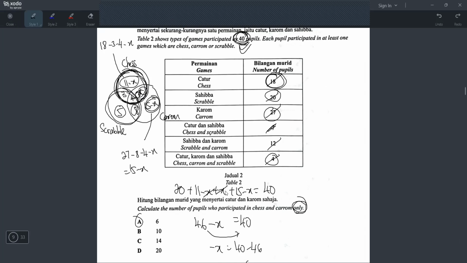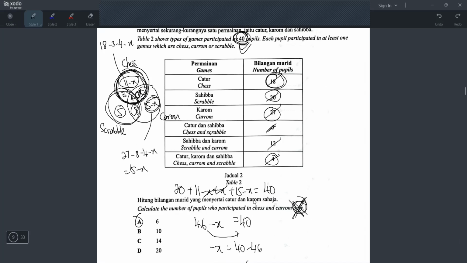Okay, let me test you a bit. Let me change the question. Calculate the number of people who participated in chess and carom. Okay, tell me the answer now. Calculate number of people who participate in chess and carom. It means I change the question. I don't put the word only. Can you tell me what is the answer?